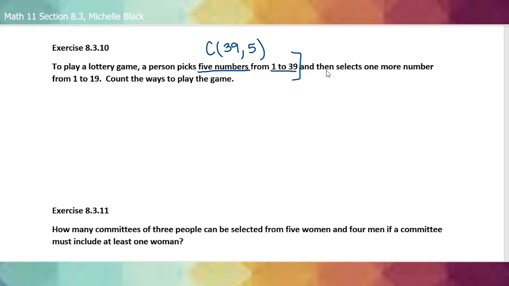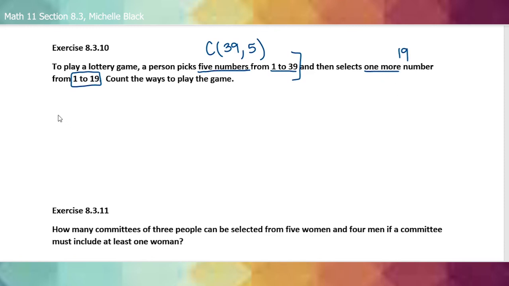Then it says, then the person selects one more number from 1 to 19. If I'm only picking one number, I can just go back to my fundamental counting principle, and I just need to figure out the number of ways that this event can happen. Well, the event is picking one number from 1 to 19, and there's 19 different numbers from 1 to 19. So I have 19 ways of doing this.